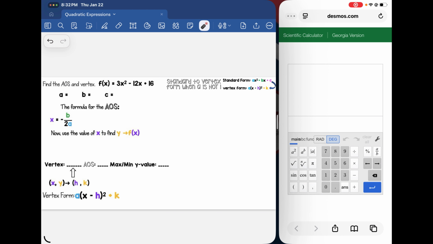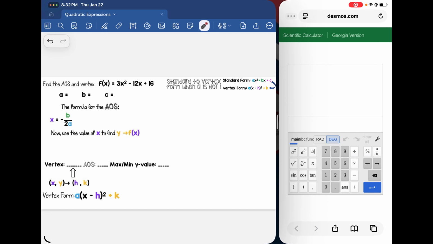So let's dive in. I am given the quadratic function f of x is equal to 3x squared minus 12x plus 16. And they want me to find my axis of symmetry, my vertex, and write it in vertex form. And we're going to do it all by using algebra. So here we go.